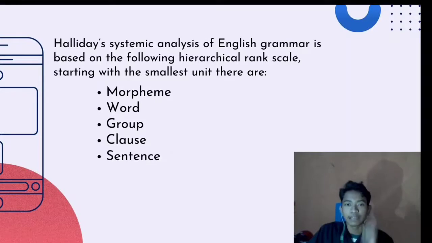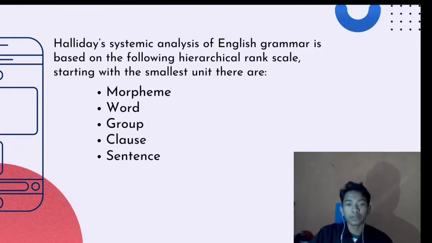Halliday's systemic analysis of English grammar is based on the following hierarchical rank scale. Starting with the smallest unit, there are morpheme, word, group, clause, and sentence. First is morpheme. In English grammar and morphology, a morpheme is a meaningful linguistic unit consisting of a word such as dog or a word element such as the s at the end of dogs, that cannot be divided into smaller meaningful parts.